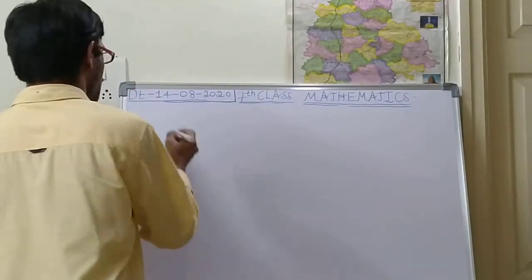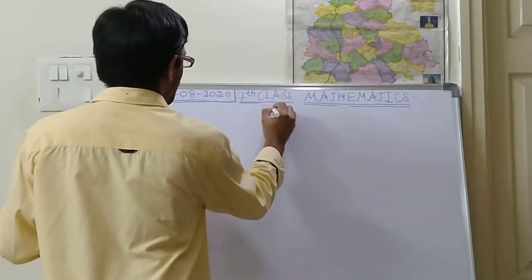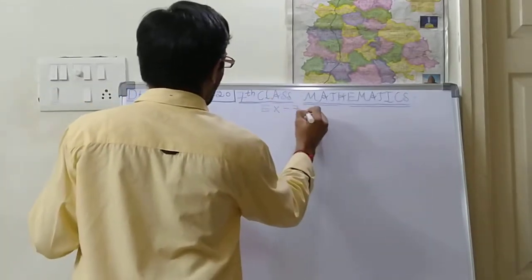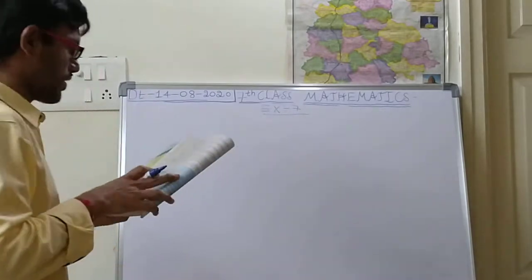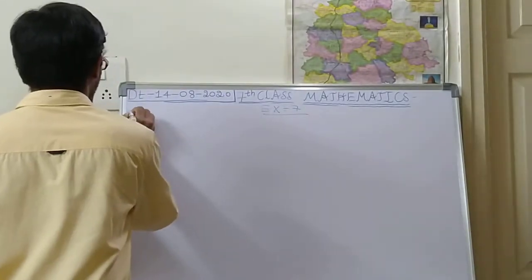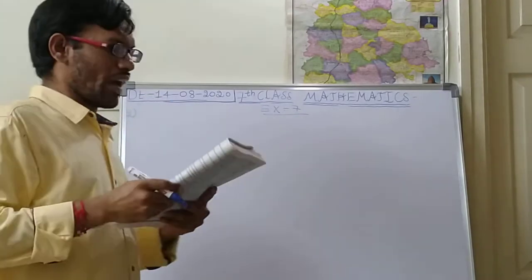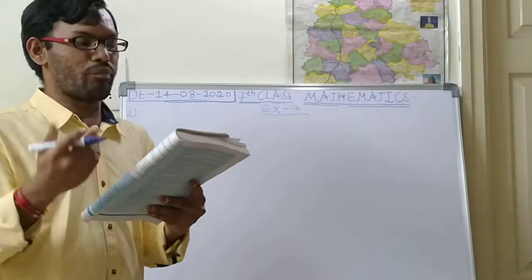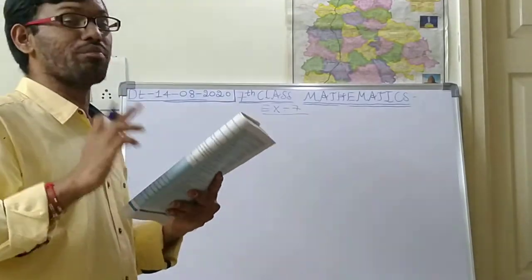Here, this is the exercise problem. What is the exercise? Exercise 7. In exercise 7, the last problem is there. That one I am explaining. Second one, that is: a cement company earns a profit of rupees 9 per bag.